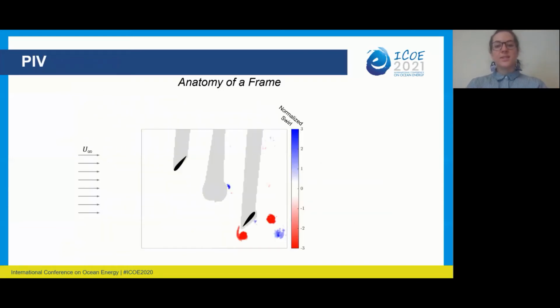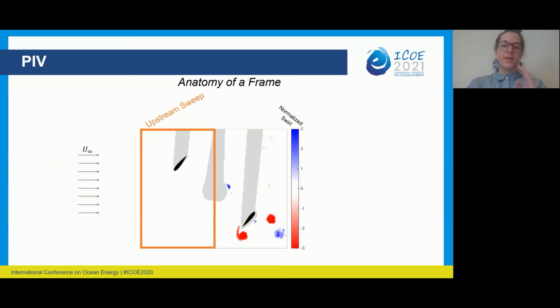So I'm going to look at these cases closer in PIV in a second, but first I want to go through what I call the anatomy of the frame just to orient everyone. So the background of all the plots you're about to see is contours of normalized swirling strength, and swirling strength is simply a criterion on top of the velocity gradient that says a vortex can only be present if the eigenvalues of the velocity gradient are imaginary. And this essentially is separating areas where a vortex is present from areas of pure shear. The flow in all of these plots is coming from left to right.